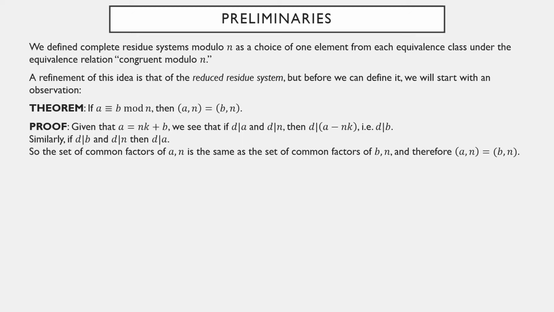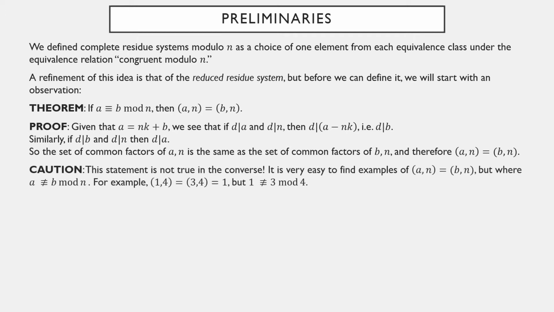So any common factor of A and n must also be a factor of B, and similarly, any common factor of B and n must also be a factor of A. So anything that's a common factor of A and n is also a common factor of B and n, and vice versa. So since the set of common factors is the same, their greatest element is also the same.